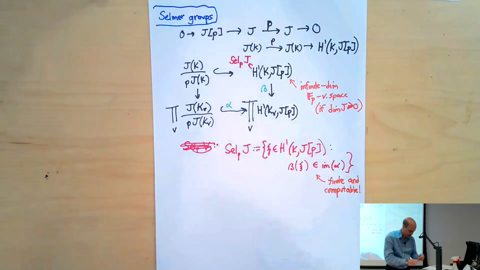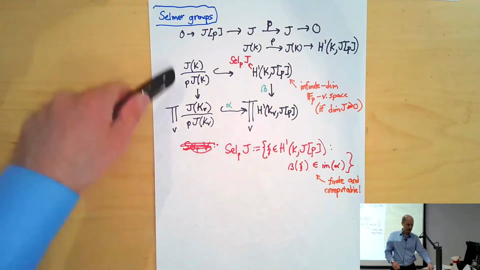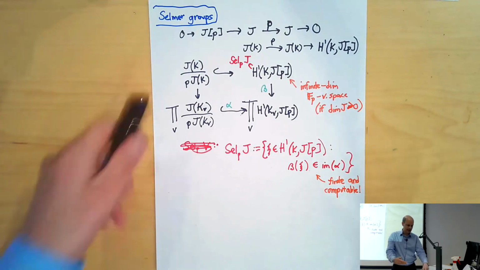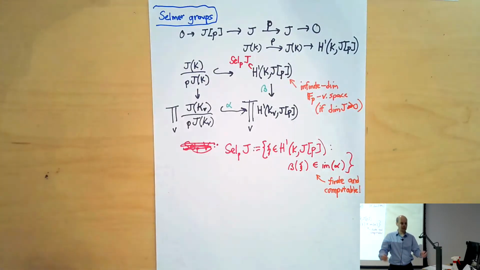And so this gives you the only known way to bound ranks of abelian varieties over number fields. Every other method sort of boils down to this argument in one form or another. So that's known so far.